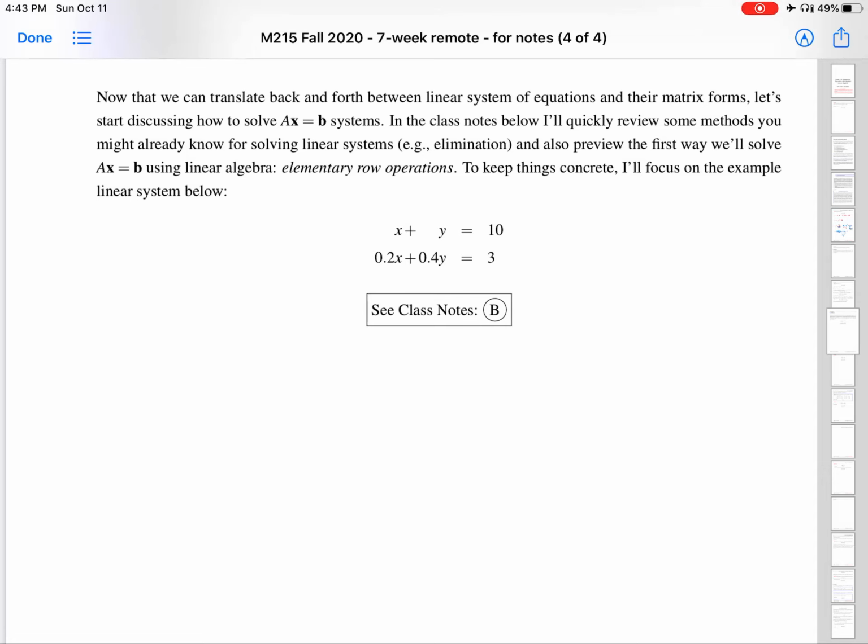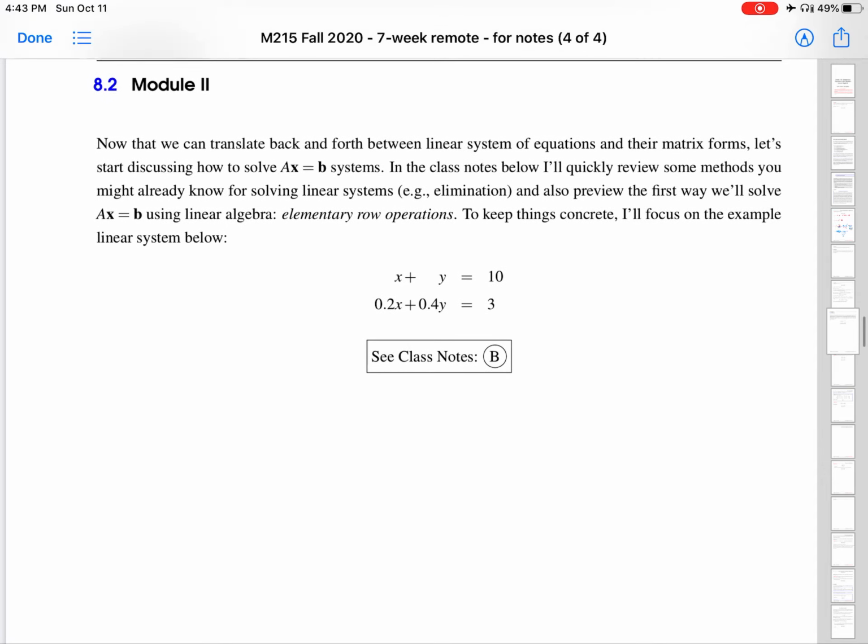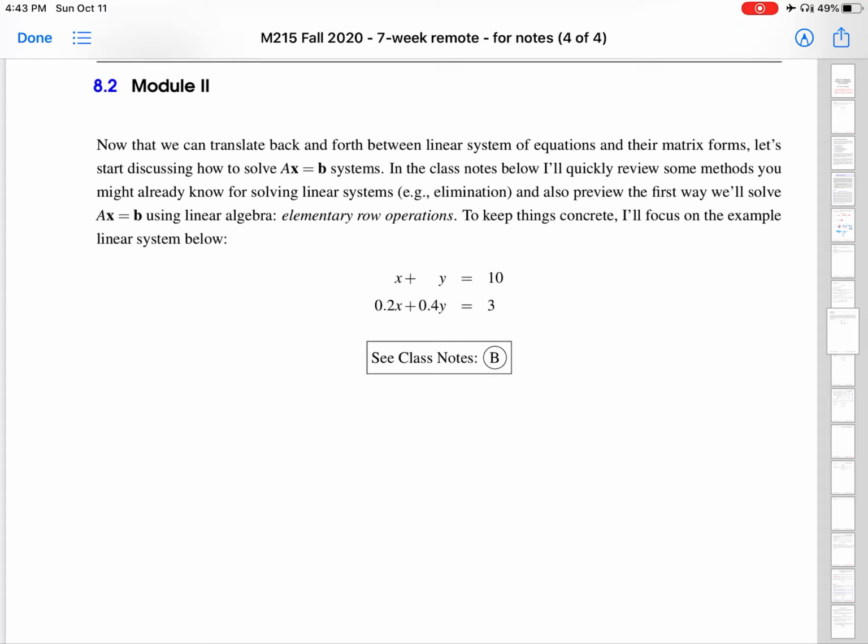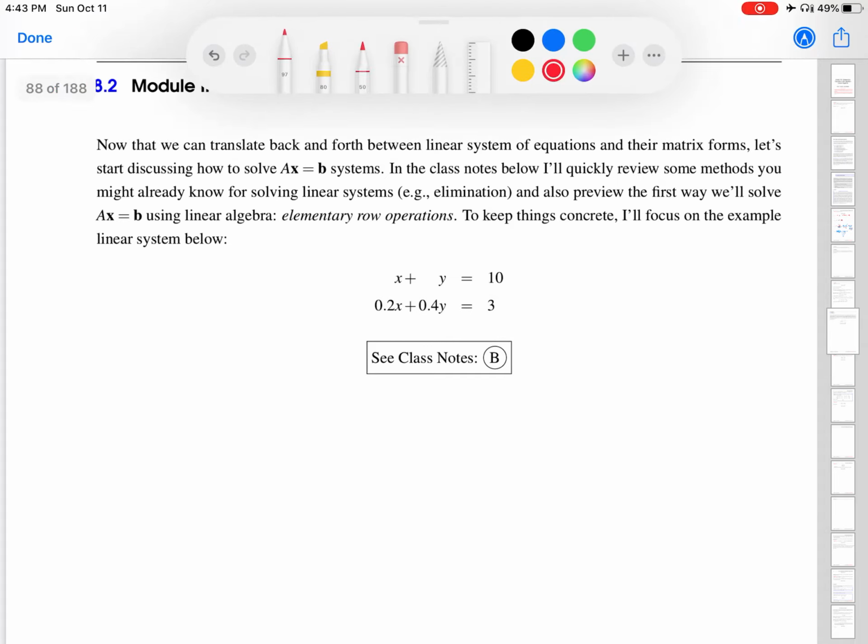Hi, this is Professor Fernandez, and I am going to work on Class Notes B here in Lesson 8. The goal of this class notes is to show you what the elementary row operations are, and then to use them, illustrate them, to solve this linear system.